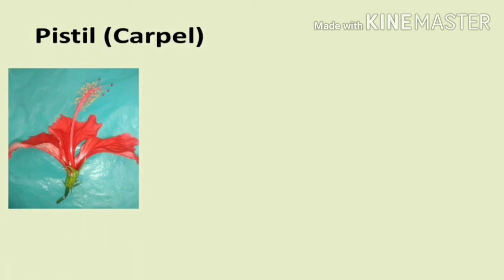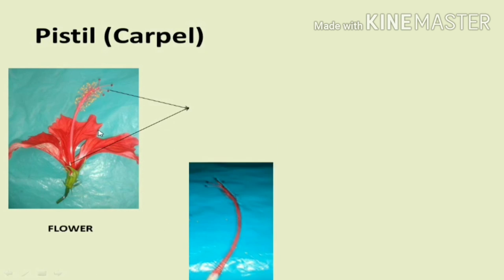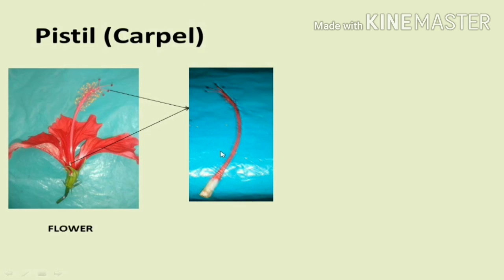Taking hibiscus flower to show the structure of pistil or carpel, as you can see, this is the topmost part or head of the pistil, stigma, the tube-like structure, style, and ovary containing ovules, this bulb structure. If I enlarge the structure, you can see the pistil. This is the pistil and this is the ovary which contains ovules in it.